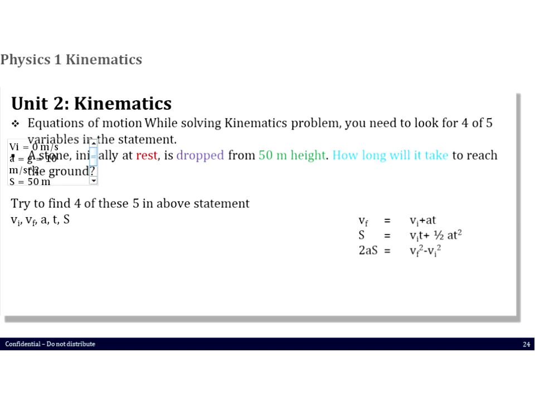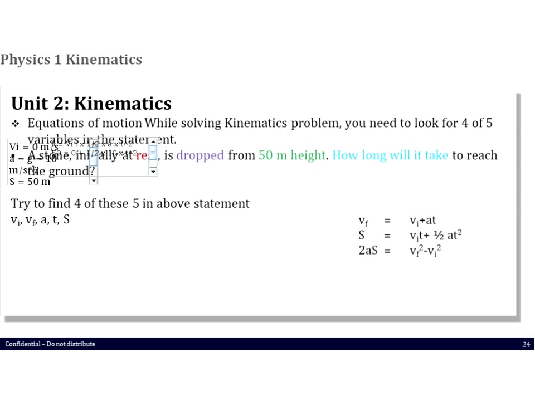Now just plug the values. S is 50, is equal to Vi is 0, so Vi T will be 0. We don't need to waste our time on this term. Plus half multiplied by acceleration, which is 10, multiplied by T squared. T is what we need to find out. So now let's simplify this a bit and clean it up. 50 is equal to 0 drop. 1 by 2 multiplied by 10 is 5, and T squared.